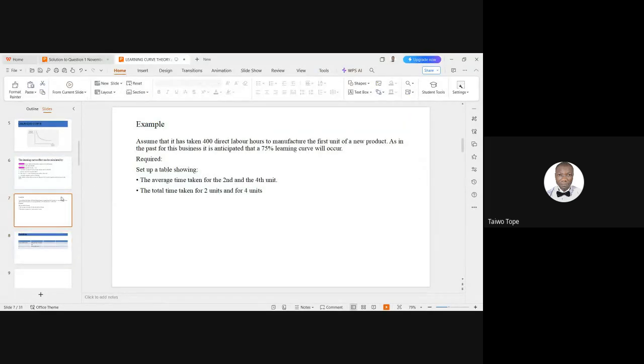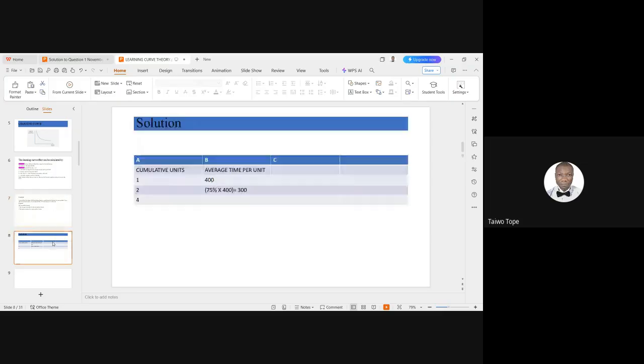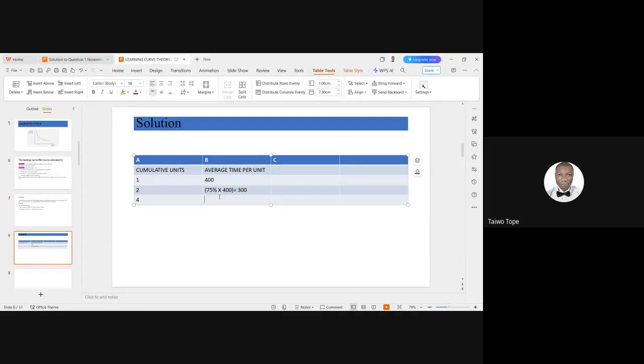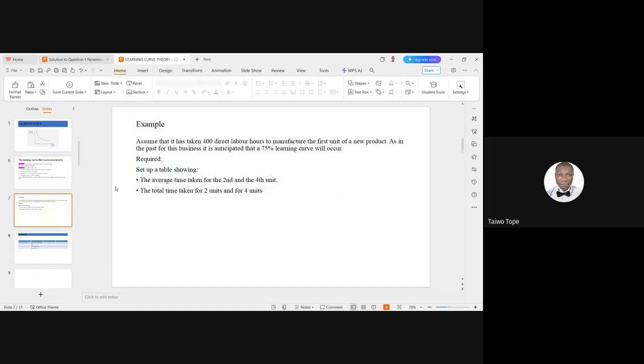Now, what will be the average time taken for the fourth unit? It will be 75% of 300. Then we have it as 225. That is the average time for the second and fourth unit.